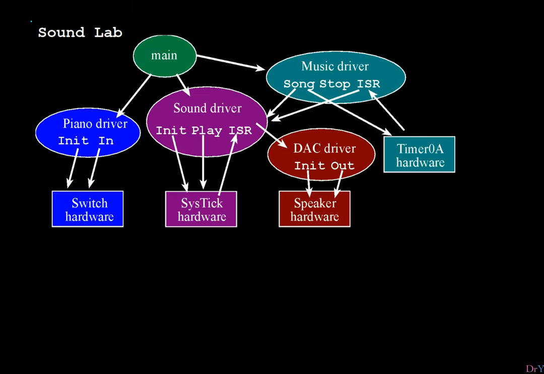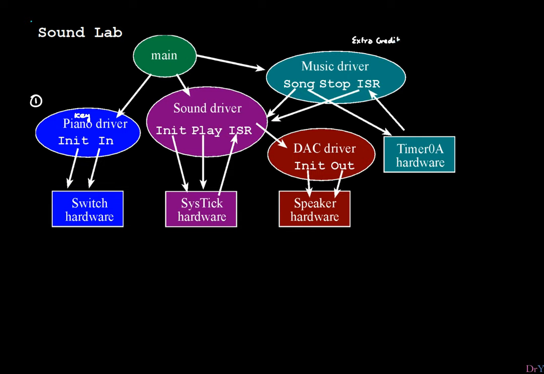Remember in the sound lab, here is the top level design, where we have divided our problem into several modules. The modules in this simple system are, first, a piano module, which in the sample starter file given to you we call the key module. This is a sound module. This is a music module, which is for the extra credit, and there is a DAC module.